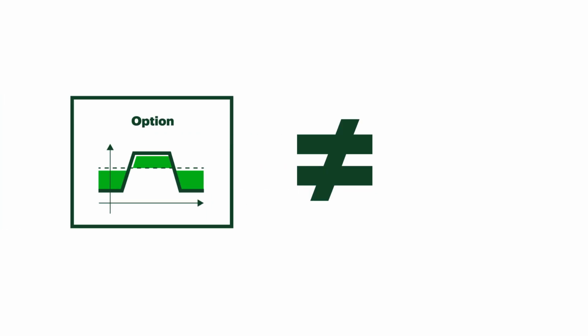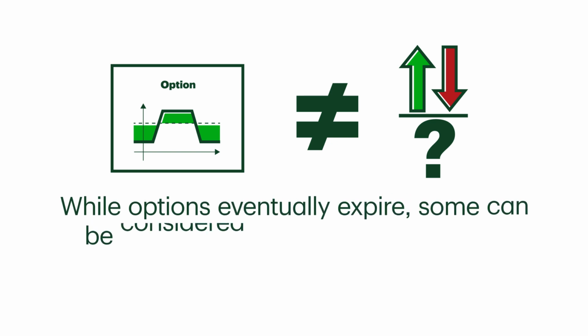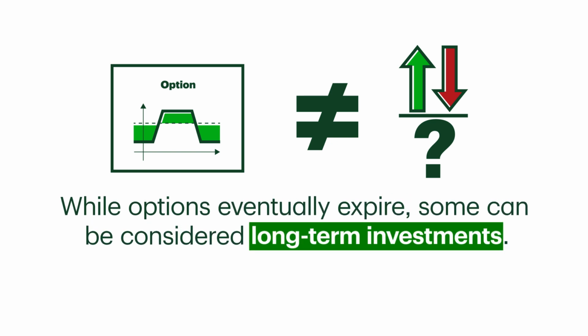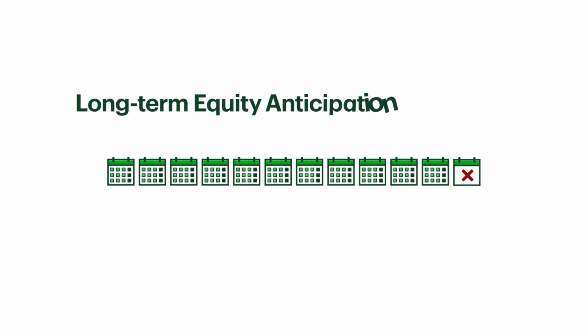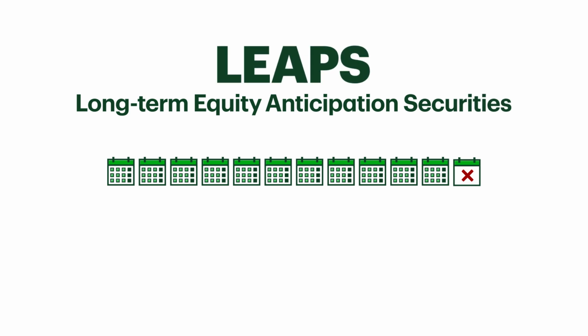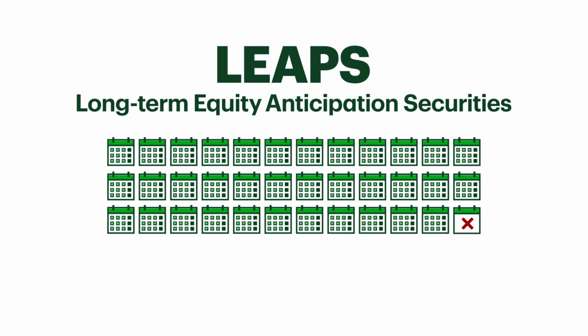Not all option trading is necessarily speculation. Even though all options eventually expire, some can be considered long-term investments. Options that have an expiration date more than a year away are known as long-term equity anticipation securities, or LEAPs. In fact, some LEAPs can have expiration dates that are as far as 3 years away. That said, options are particularly attractive to speculators because of the leverage they offer.